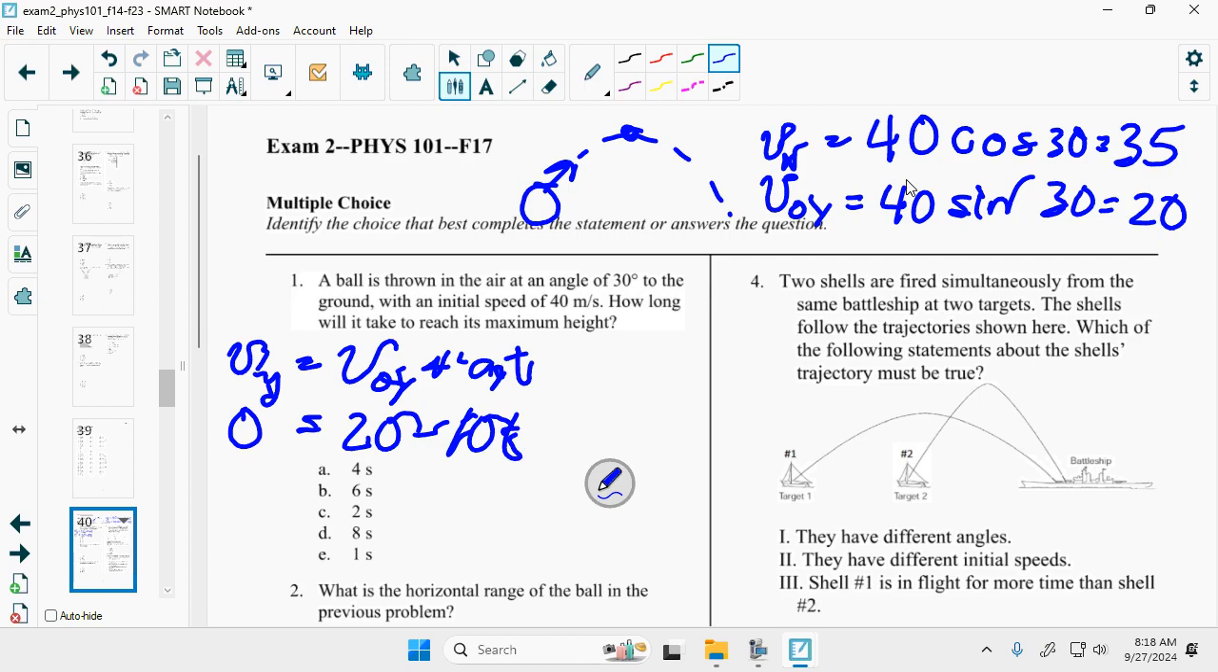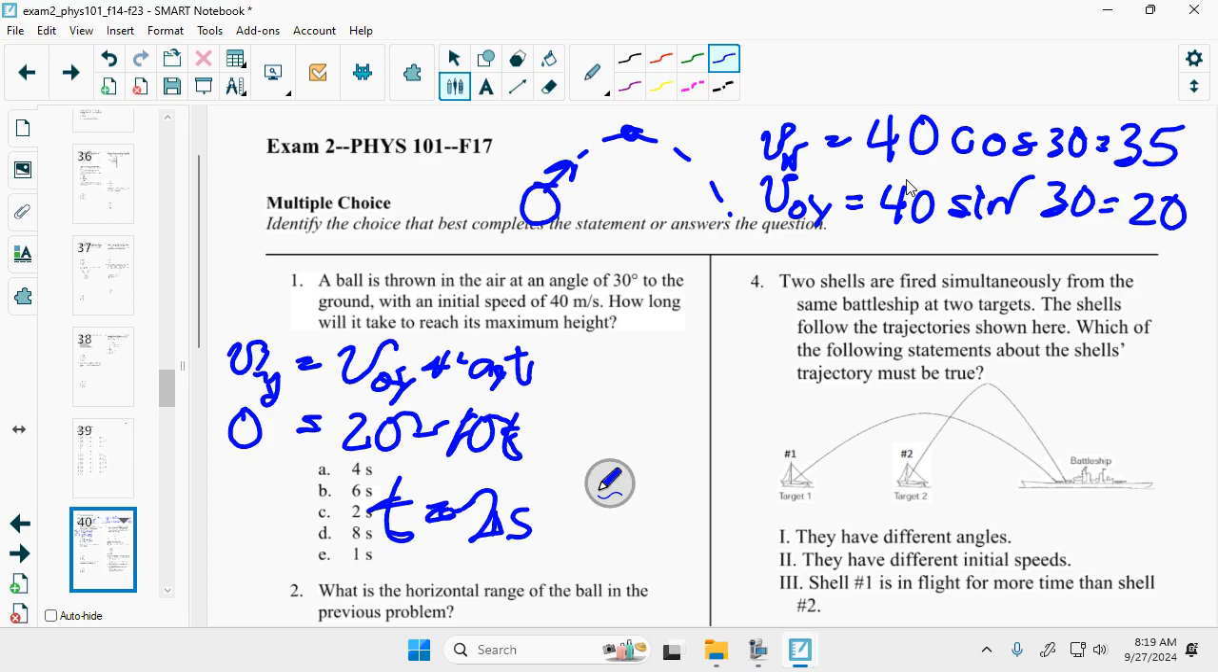Can y'all read that at all? All right, 0 is equal to 20 minus 10 times t. So that tells me that t is equal to 2 seconds. And that's the answer then. So the time to reach the maximum height is 2 seconds. If I was to ask the total time, it would be 4 seconds.